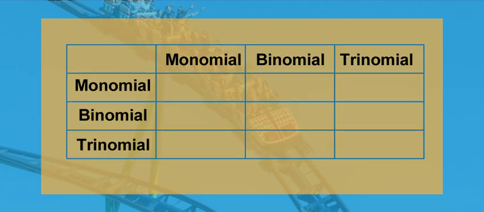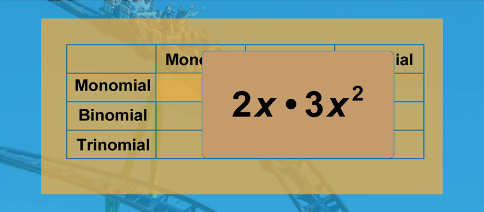This table shows different polynomial types that you can multiply. The simplest example of multiplying two polynomials is to multiply two monomials. Here's an example. We're multiplying two monomials, 2x and 3x squared. When you're multiplying monomials, multiply the numerical parts and the variable parts separately.